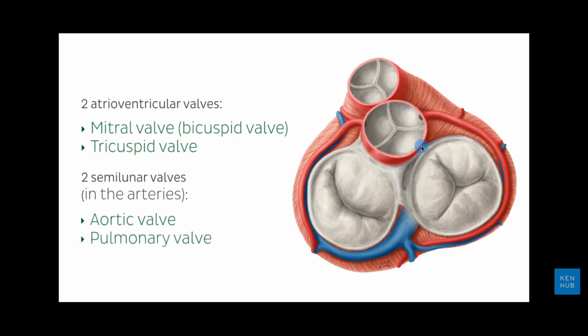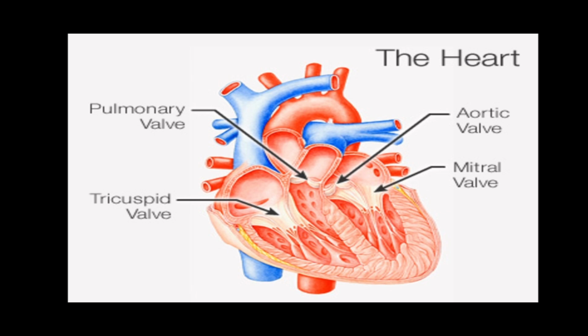cusps found at the entrance to the aorta is what we call the left semilunar valve, otherwise known as the aortic valve. This closes when the left ventricle relaxes and prevents blood from flowing back into the left ventricle.